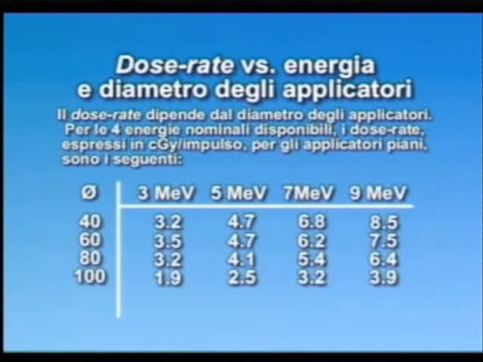This table shows the so-called dose rate of radiation used, which depends on the energy and the diameter of the applicators used. The values of the available dose rates for the 4 nominal energies are shown in this table and range between a minimum of 3.2 and a maximum of 8.5 centigray per radiation impulse.